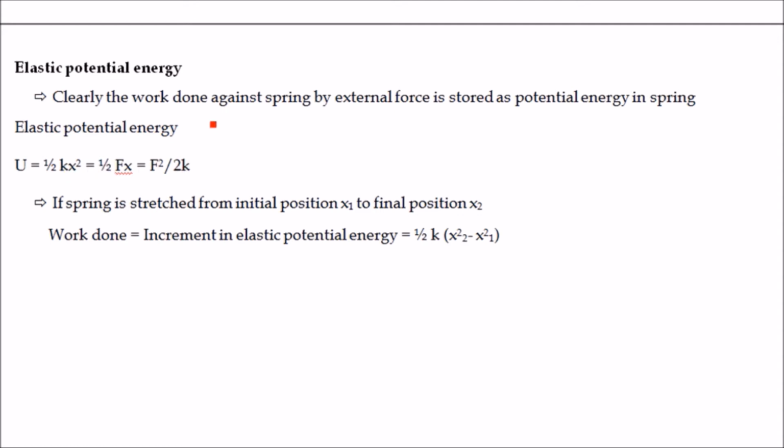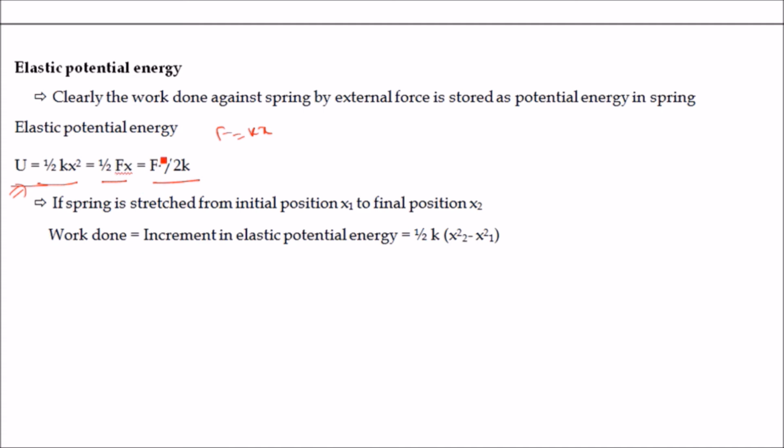As we know that F is equal to kx, we just put the value of kx equal to F in this equation, and we get three different formulas for potential energy, that is U is equal to half k x square, and it is equal to 1 by 2 F x, and it is equal to F square by 2k. Here x is equal to F by k, which you have to put to get the third formula. So basically if you can remember the first formula only, then you can derive the other two formulas also.